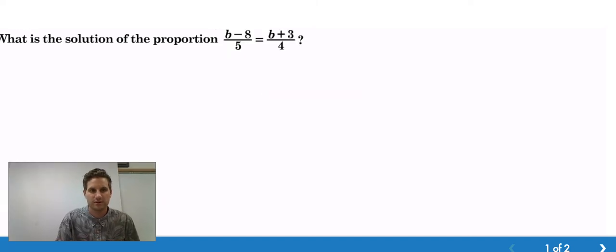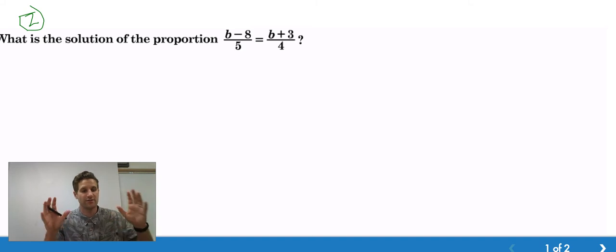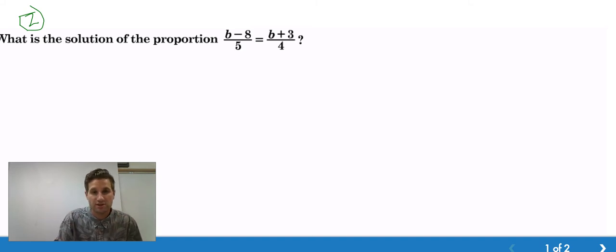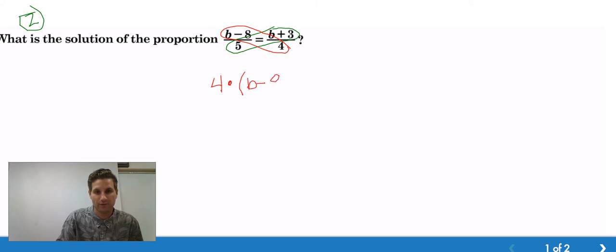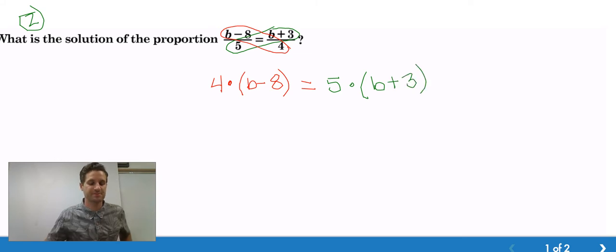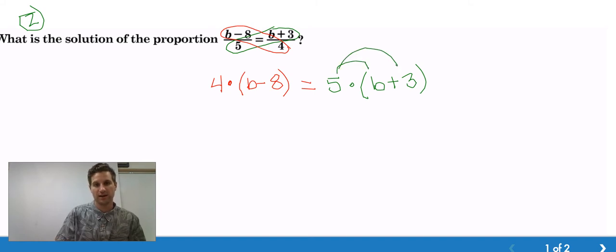Okay, in this example, example 2, we're upping the stakes. Not just a variable up there, now it's a variable minus something. We still do cross products, so we're still going to multiply these together, and we're still going to multiply these together. But when we do it, we're going to have to use some distributive properties. So it's going to be 4 multiplied, and you're going to want to throw that b minus 8 in parentheses. And that's going to be equal to 5 times, again, we're going to put b plus 3 in the parentheses. The reason we do this is because the 5 needs to multiply both pieces, so we're going to use distributive property to multiply in, and same over here.